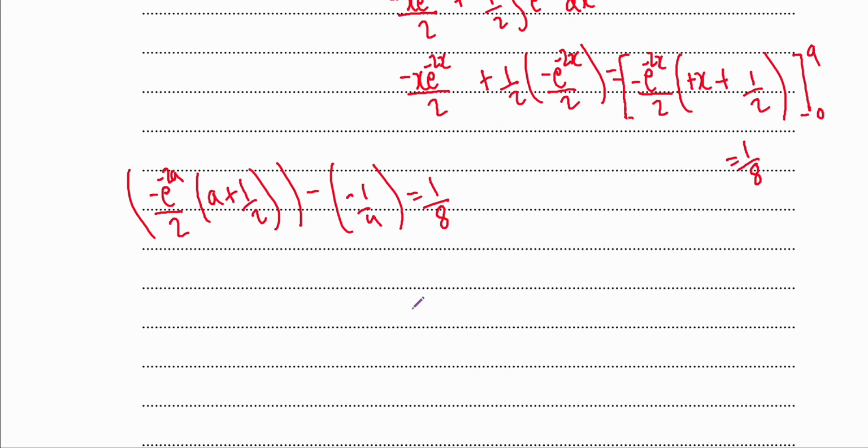Okay, so what can we do? We can rearrange. So this is negative, negative. So that's a positive a quarter. I bring that to the other side. So we have 1 over 8 minus a quarter.